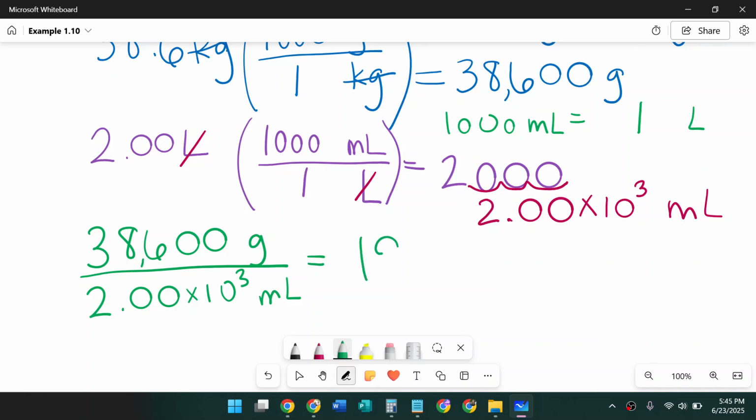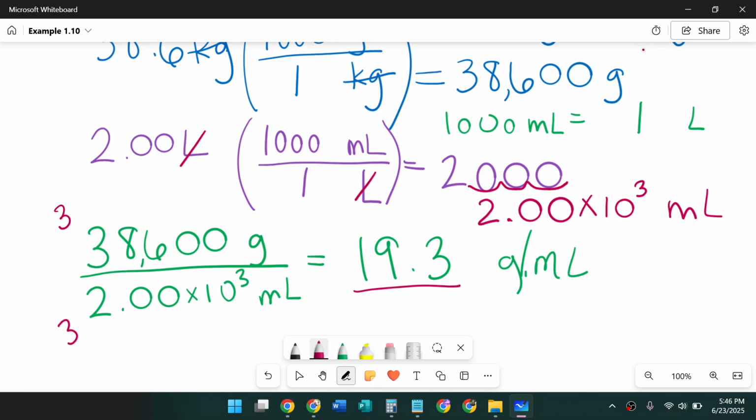So we have 19.3 grams per milliliter. Does this have the right number of significant digits? Let's check. This number has 3 significant figures. This number has 3 significant figures. They're the same, so our answer has to have 3, and it does indeed. It has 3 significant figures, so no need to round or change anything into or out of scientific notation. We can just leave it just like it is.